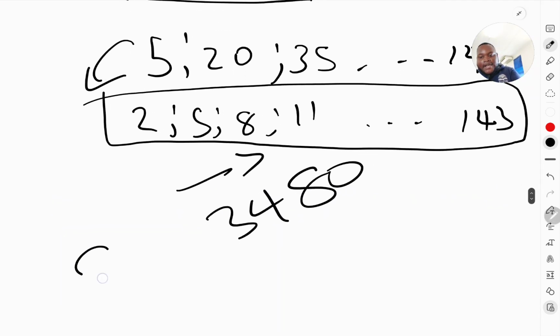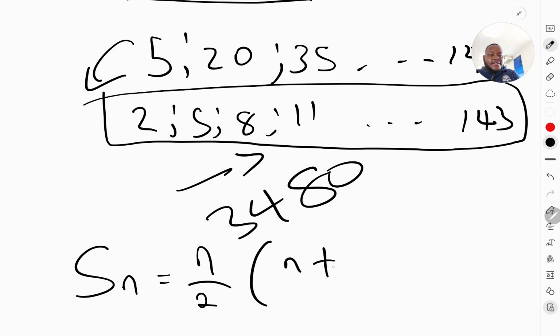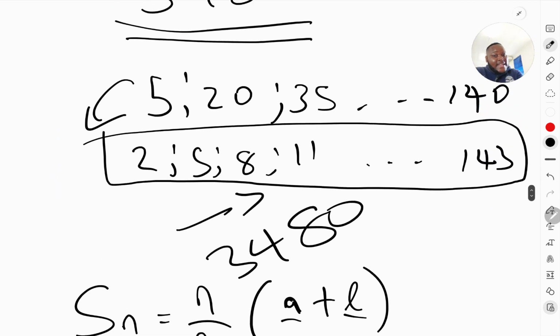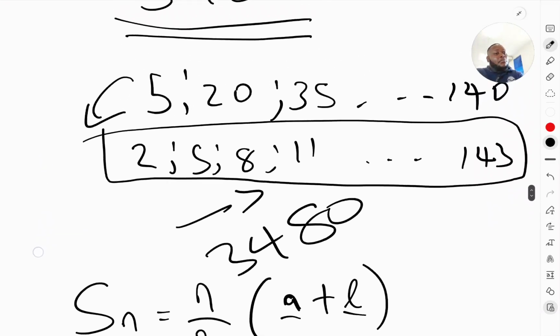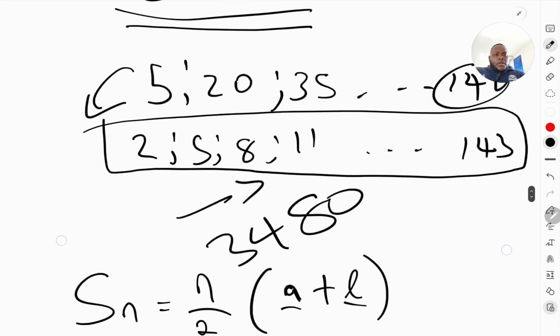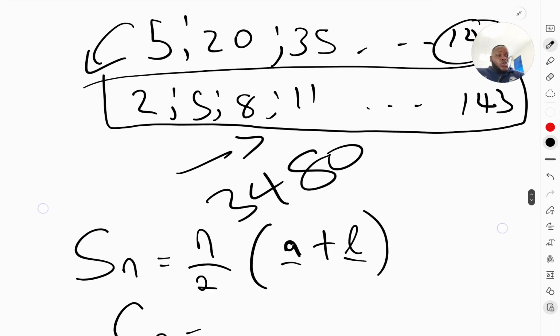It means I'm going to say Sn is equal to n over 2 times (a plus l), whereby a is the first term for those that are divisible by 5, and l is the last term for those that are divisible by 5. So I'll have Sn equal to the number of terms. The question is, how many terms are here that I'm supposed to add for those that are divisible by 5? So it means I have to find the position of my 140. So now I'm going to say, 140 is term number what for those that are divisible by 5.